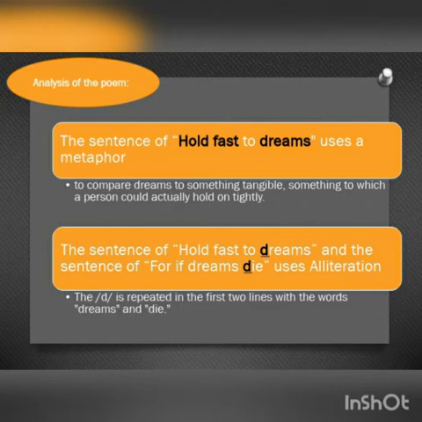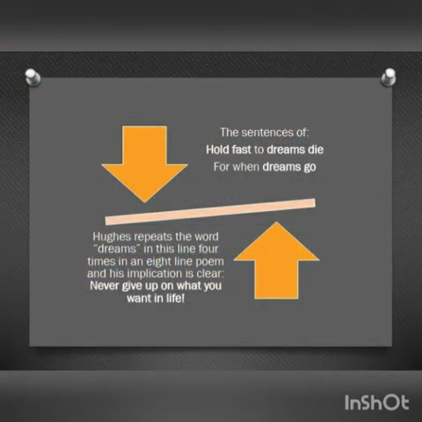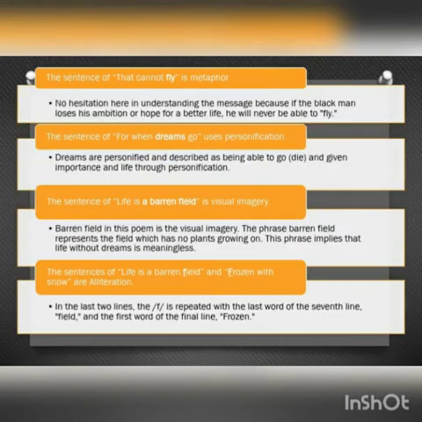Okay, the next sentence I found: "hold fast to dreams." In the words of dreams, this is alliteration because the letter D is repeated in the first two lines with the words dream and die.